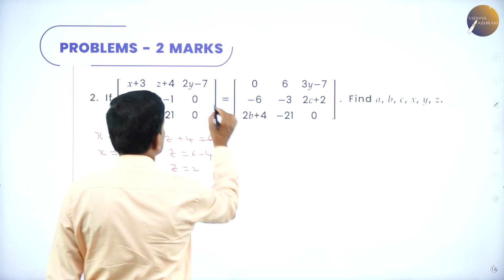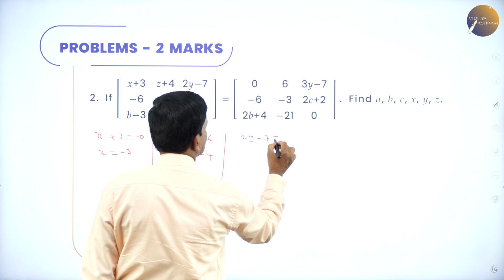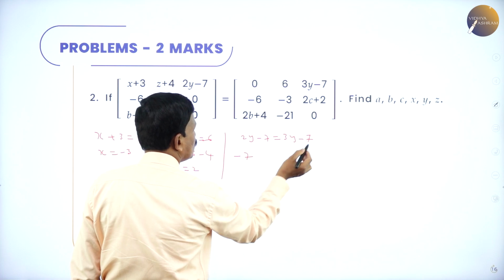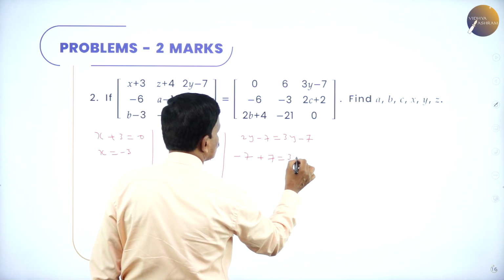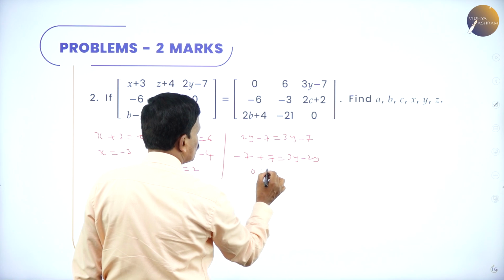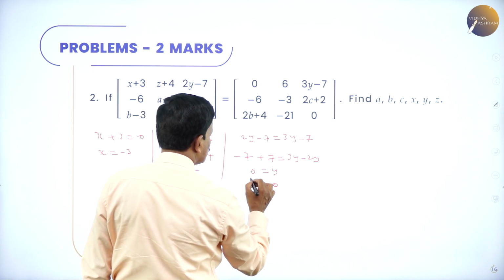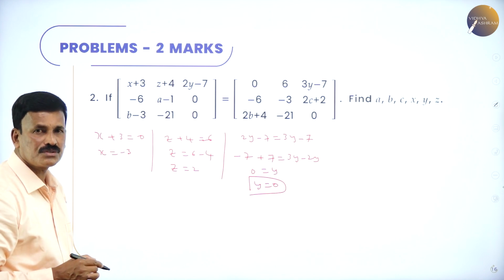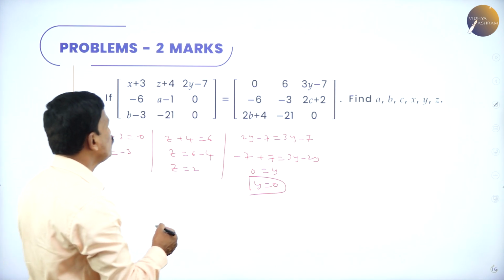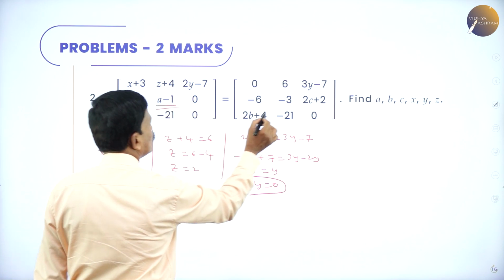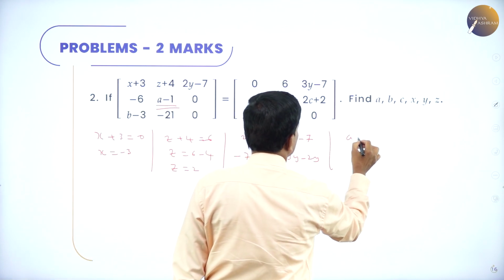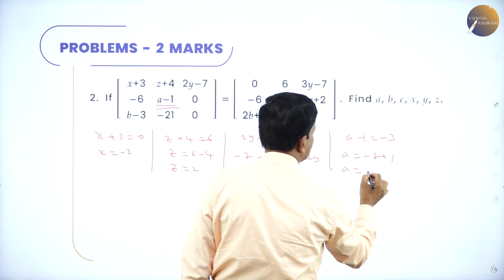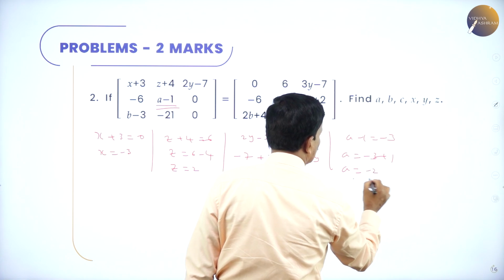Next, coming to this, 2y minus 7 is equal to 3y minus 7. So transfer this, minus 7 becomes plus 7 is equal to 3y minus 2y. 0 is equal to y. So y is equal to 0. So x is equal to minus 3, y is equal to 0 and z is equal to 2. Then find out the values of A, B and C. So A minus 1 is equal to minus 3. A is equal to minus 3 plus 1. So A is equal to minus 2.